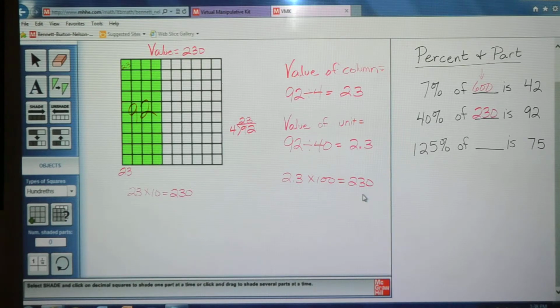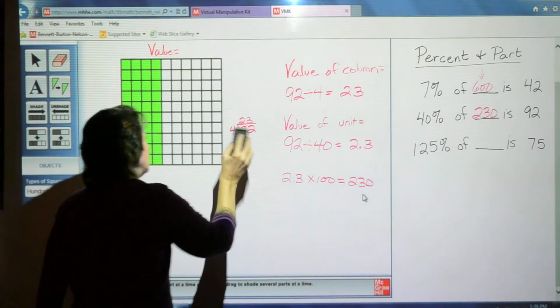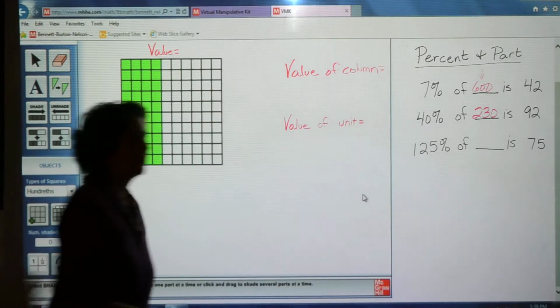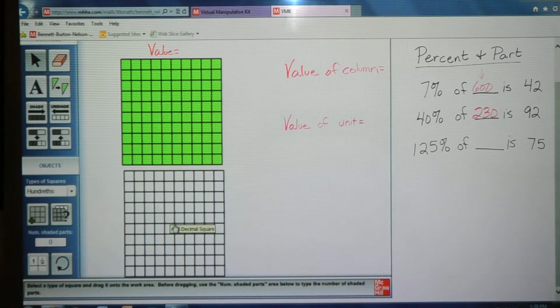Now, we've got one more to go. What happens when I have more than a whole block colored in? Our old numbers, we don't need them anymore. Okay. What do I know now? I have 125%, so I'm going to have to color in this entire block. I'm going to have to bring out another block. And I'm going to have to color in 25 there. So there I have 125%.